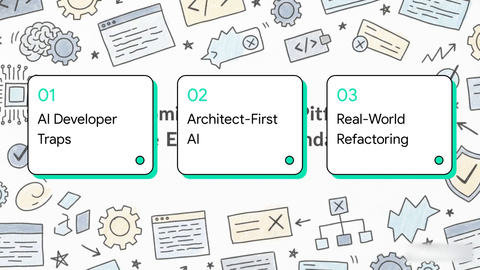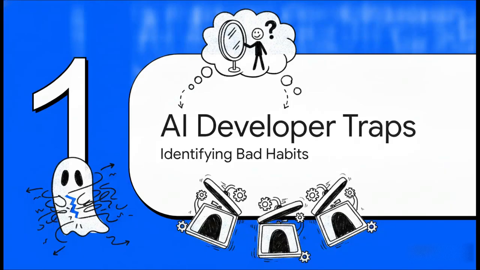So to fix this, we're going to walk through a 3-part roadmap today. First, the 3 AI developer traps. Second, an architect-first AI framework. And finally, some real-world AI refactoring. All right, part 1, 3 AI developer traps.